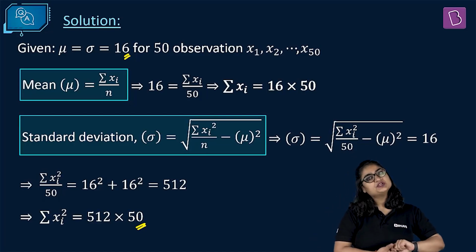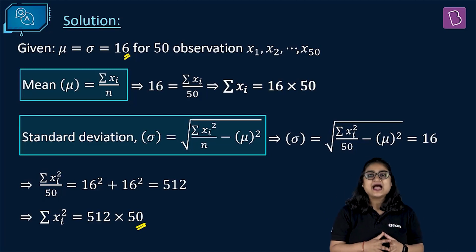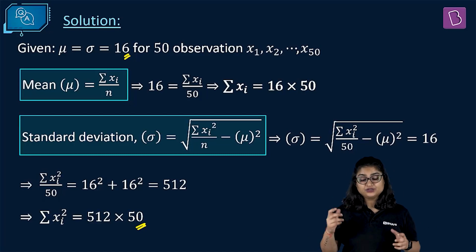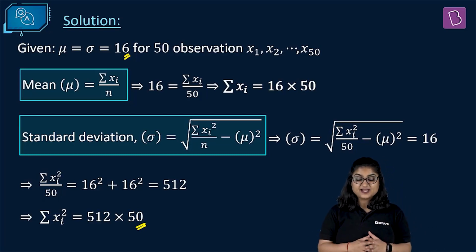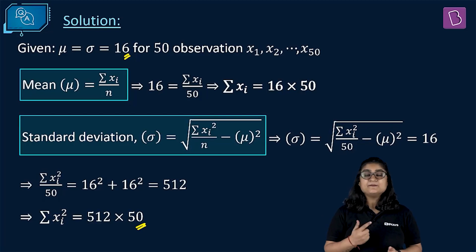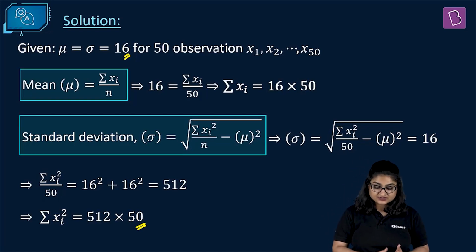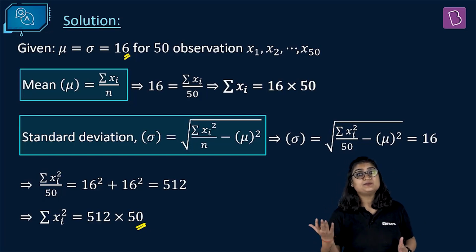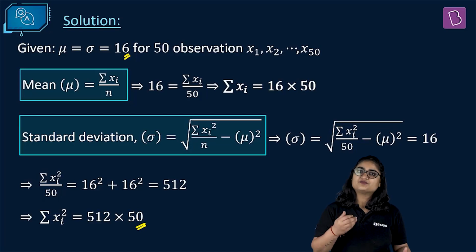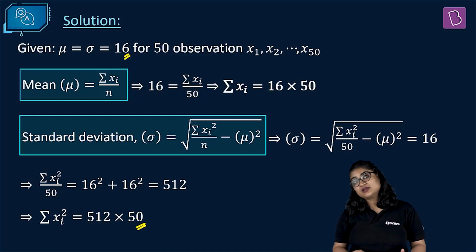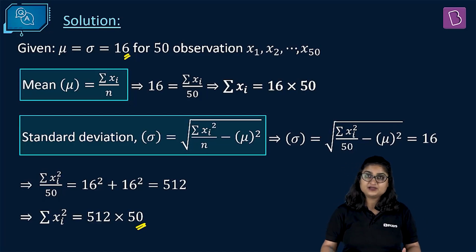Now the second piece of information which was given to us in the question was standard deviation is also equal to 16. We know that standard deviation is square root of summation of xi square divided by n minus mu the whole square. Now after plugging in the value of standard deviation as 16 and mean as 16 and squaring on both sides, what we will get is summation of xi square divided by 50 is equal to 16 square plus 16 square, which is 512. So from here we got the sum of the squares of the data entries, and the sum of the squares of the observations is equal to 512 into 50.